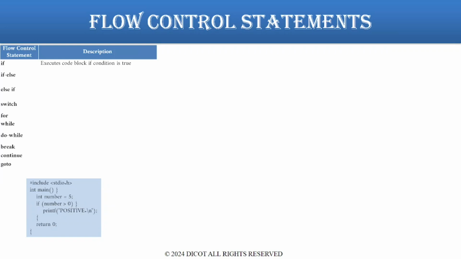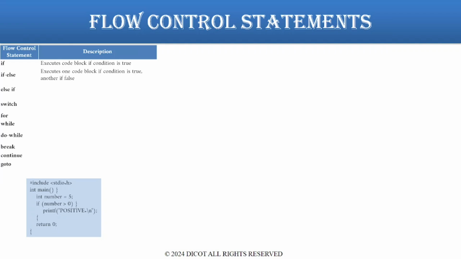In this example, the program checks if the number is greater than 0 and prints a message if the condition is true. In this case, number has been initialized to 5, and in the if condition we check if number is greater than 0, and if it is true we print positive. So since number is 5, number greater than 0 will be true, and hence positive is printed. So the output of the program is positive.